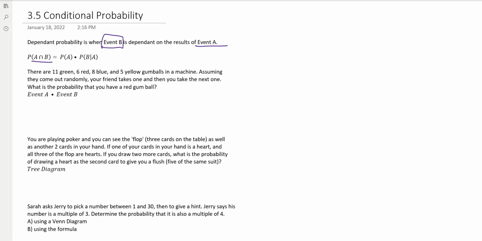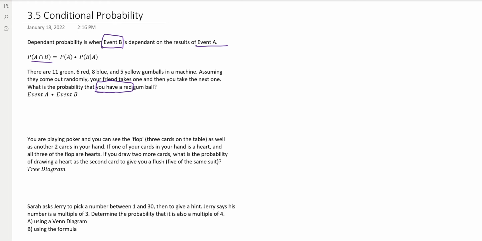So there are 11 green, 6 red, 8 blue, 5 yellow gumballs in a machine. Assuming they come up randomly, your friend takes one and you take the next one. What is the probability that you have a red ball? This is interesting because it depends on what your friend has taken. So you could do a tree diagram, or you can do a probability multiplication thing to get this.